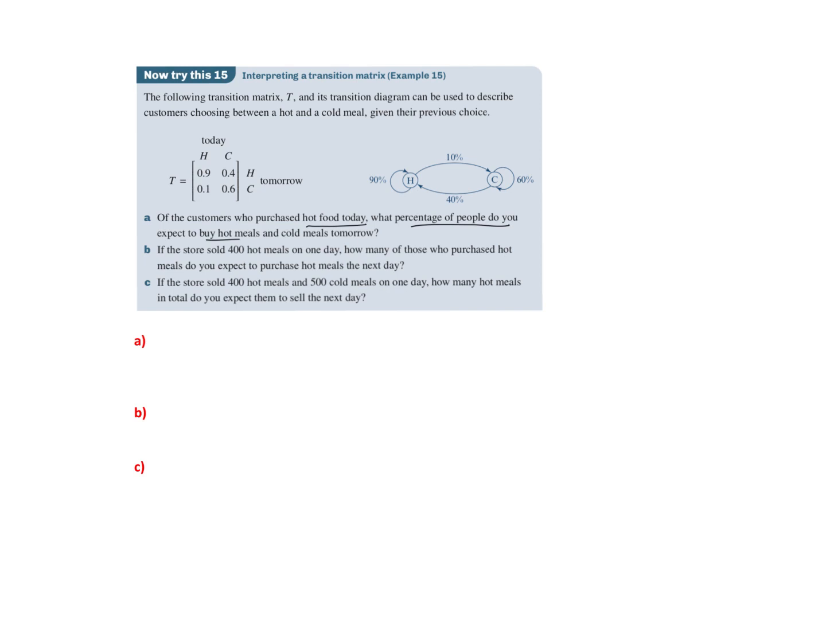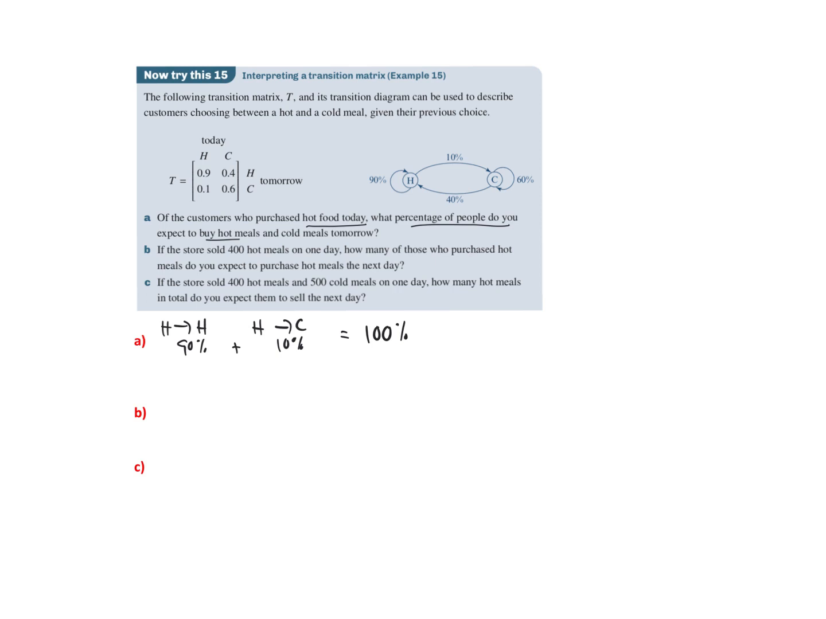What do we reckon? I'm going to pause it here. So that was a little bit of a trap. Of those percentages, we know from hot to hot was 90%. And in the other scenario, for those who buy hot meals and cold tomorrow, that's 10%. So if we add them, it's 100%, because of the people having a hot meal, they're going to either have a hot or cold next time, because that's the only choice.